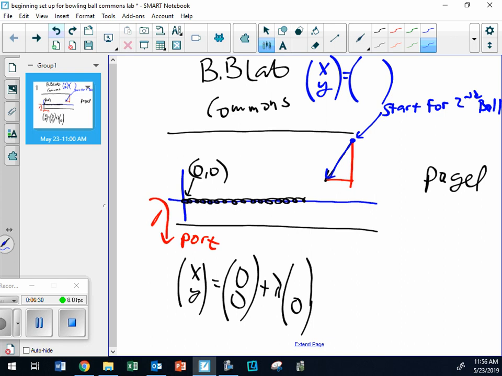Let's say that it started at over 15 meters and up 5 meters. Then it'd be 15, 5. It's not exactly that, though, so don't write that in there. You're going to think that that's what I told you. It's kind of in the neighborhood of 15 meters over and 5 meters up, but it's not 15, 5. It's kind of close to that, though.